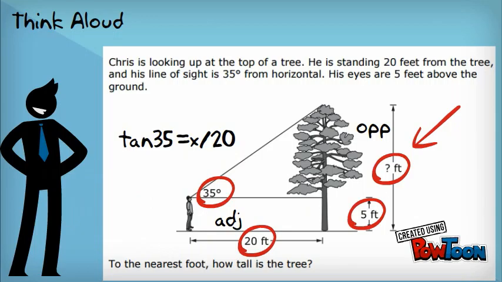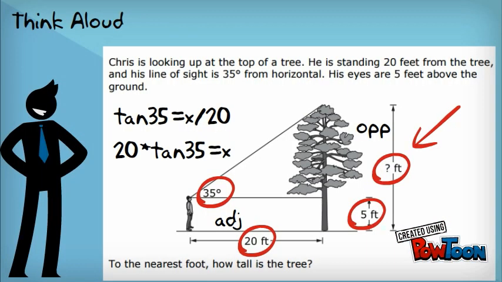So when I look back at the three different types of trigonometry, sine, cosine, and tangent, I think about SOHCAHTOA, and I remember that tangent is the one that deals with both the opposite and the adjacent side. Now I've written out the tangent equation based on the fact that we have an opposite side of x and an adjacent side of 20, so tangent of 35 is equal to x divided by 20, and this will help us find our answer.